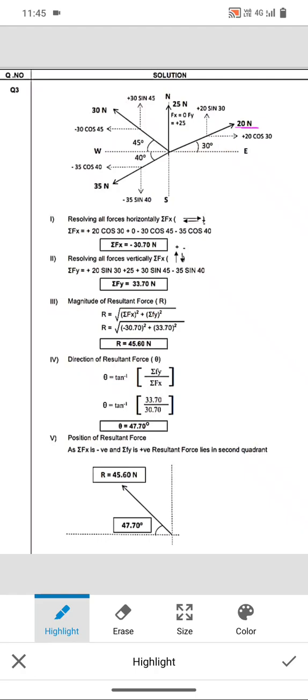Its horizontal component is plus 20 cos 30. Plus is because the 20 Newton force moves towards the positive axis, therefore it becomes positive. Then its vertical component is 20 sin 30, because the vertical component is in the upward direction. The sign convention for all vertical forces is upward positive and downward negative.